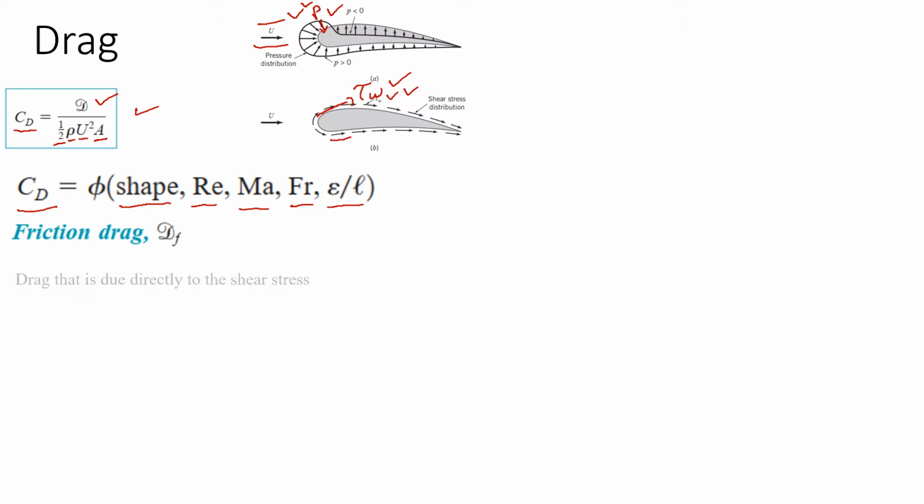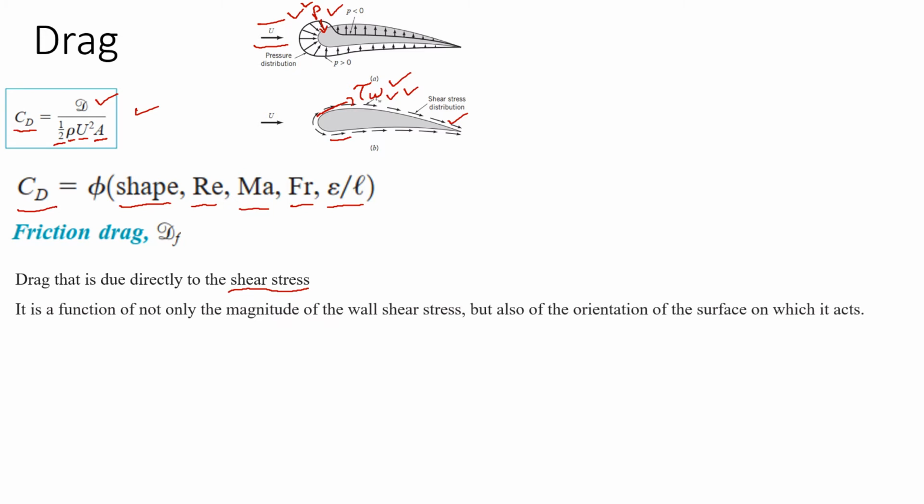Friction drag, as we said, is due to the shear stress. This is due to the shear forces acting tangential to the surface of the body that is immersed in the fluid. It is a function of not only the magnitude of the wall shear stress, but it also depends on the orientation of the object. It does not only depend on the magnitude of this force, but also on the orientation.